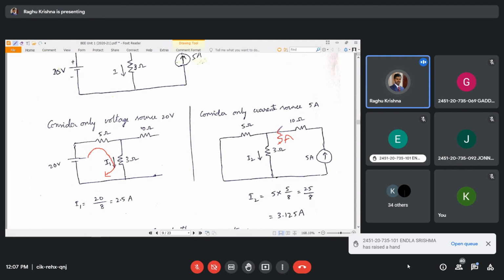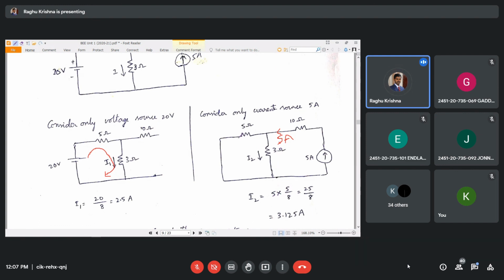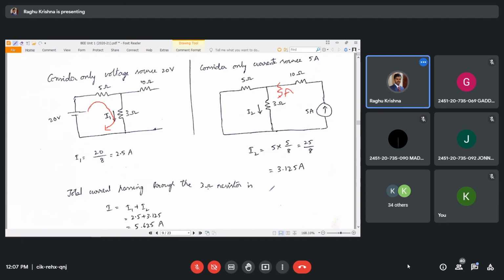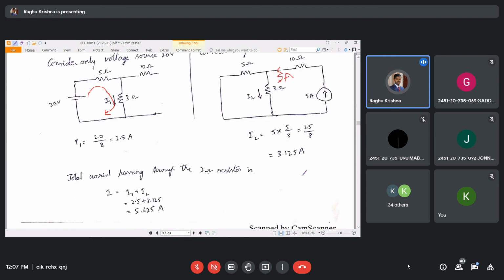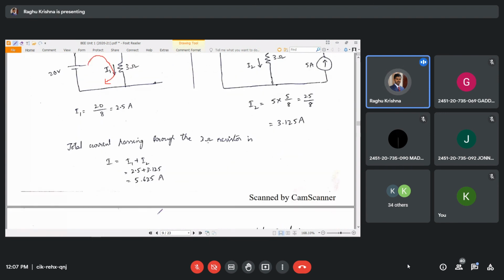So this current, 5 amperes, gets split into two paths. I want the current flowing through these 3 ohms. So here, total current 5 into opposite resistance 5 by 5 plus 3, that is 8. 5 into 5 by 8, we are going to get I2. Now according to superposition theorem, I is equal to I1 plus I2. 2.5 plus this current, you are going to get this current. So any doubt in this superposition theorem? You can ask me.